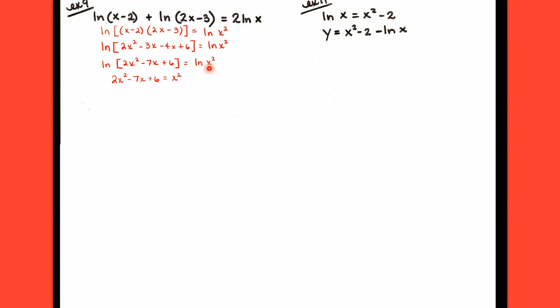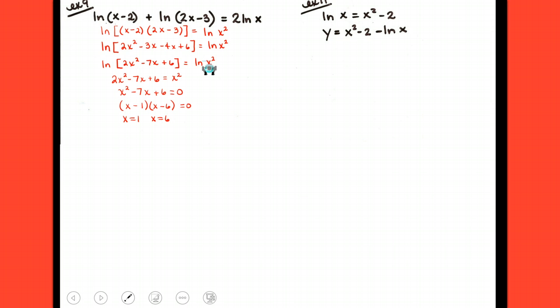Okay, so now I have a quadratic I can solve. So how do I solve that? Alright, subtract x squared from both sides. If it won't factor, I'll use the quadratic formula, but they were nice enough to give me one that would factor here. What does this factor to? x minus 6 and x minus 1. And so we'll get x equals 6 and x equals 1.